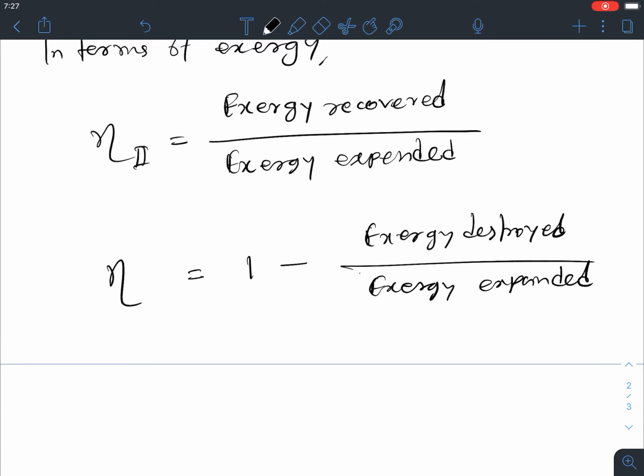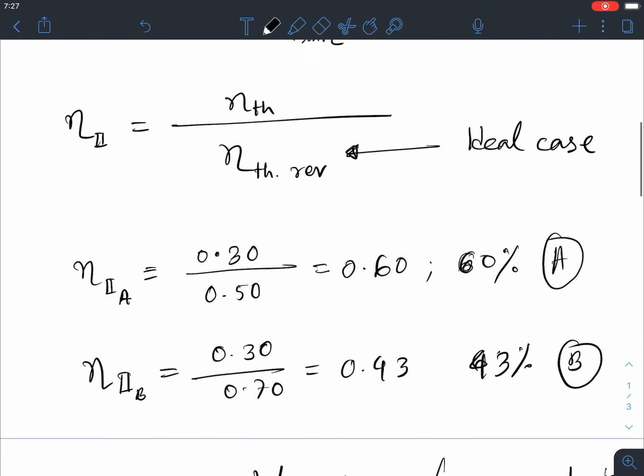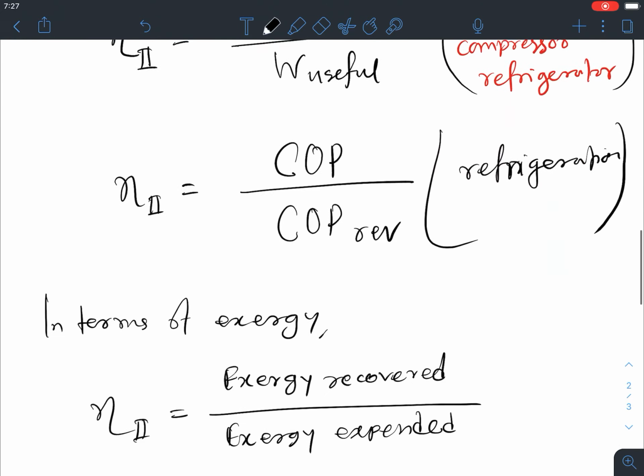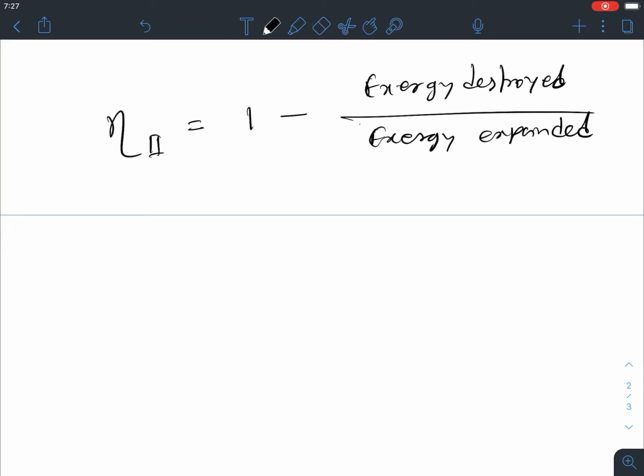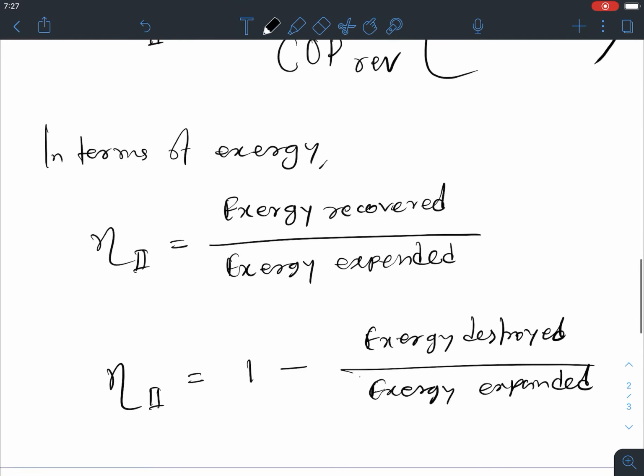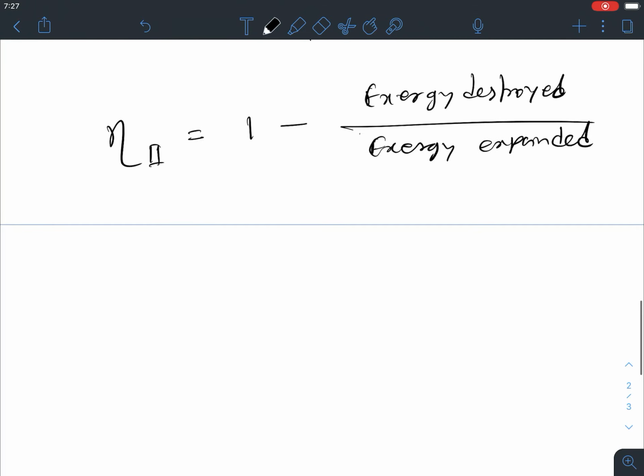Wait a second, actually it looks like x, which is not true. It will be eta 2, right? So now we know that sometimes the ideal efficiency or reversible efficiency is misleading. The actual efficiency is different than the efficiency we just calculate using the first law of thermodynamics, right? So this is all about the second law of efficiency.